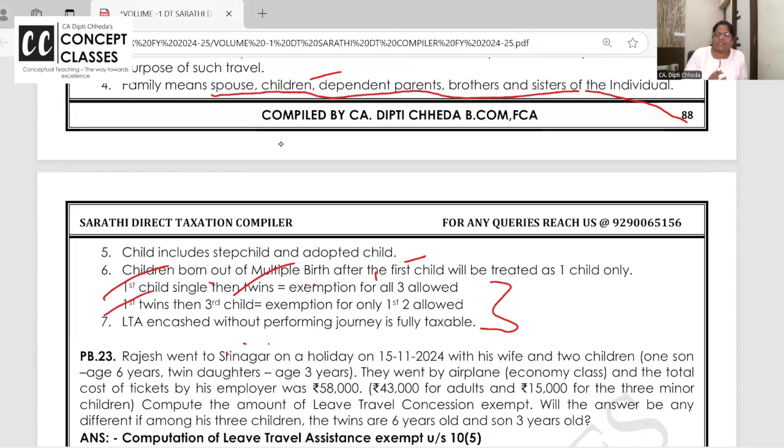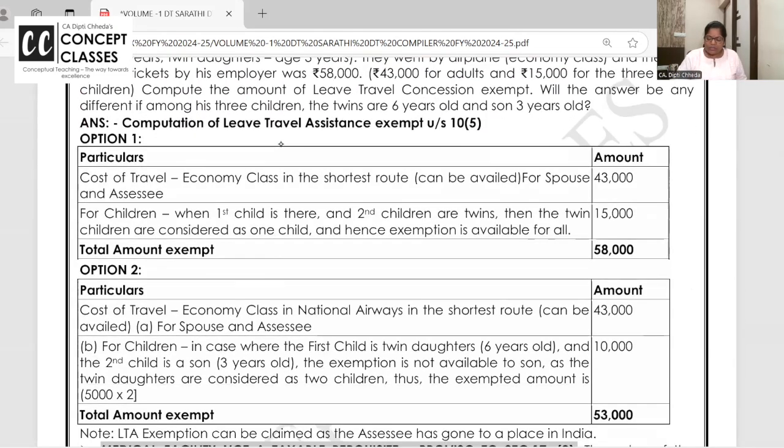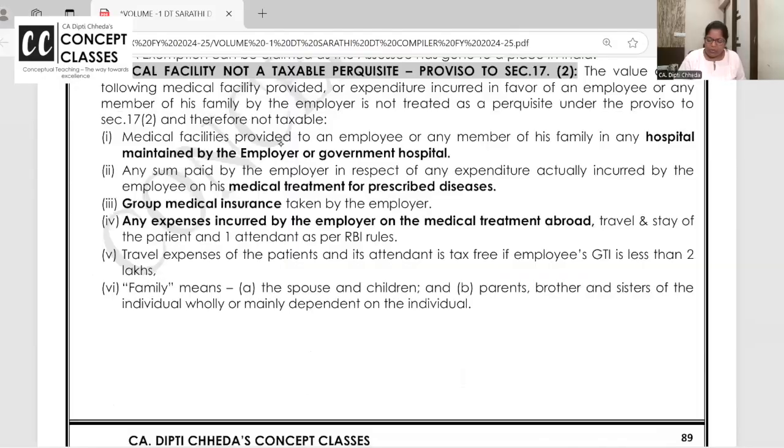First only twins, so two children are over, the third child's ticket will be taxable. First child single, then twins, all the three are allowed. First child only twins, then third child, exemption for only the first two will be allowed. Okay? So this example also I have solved.